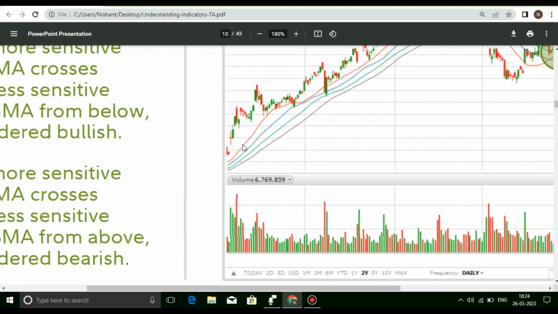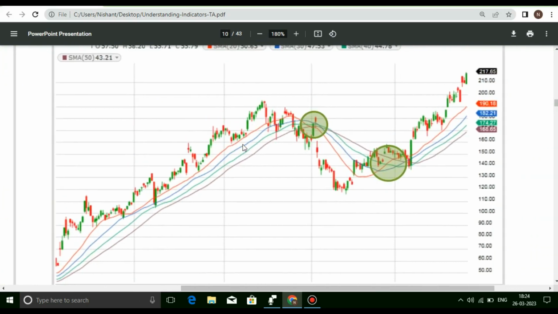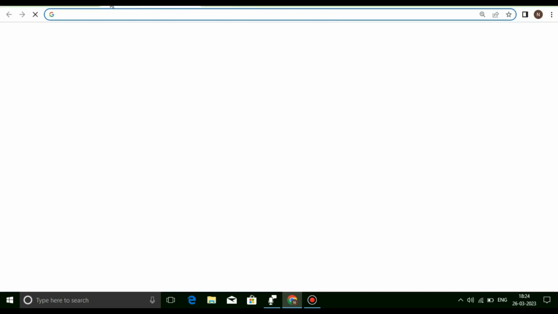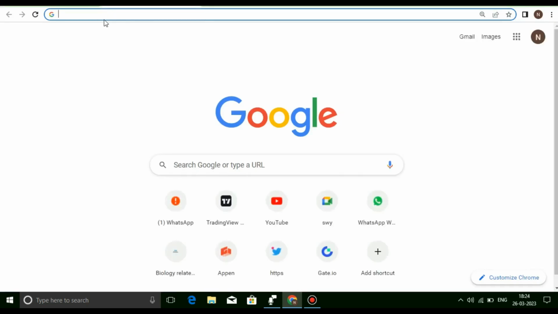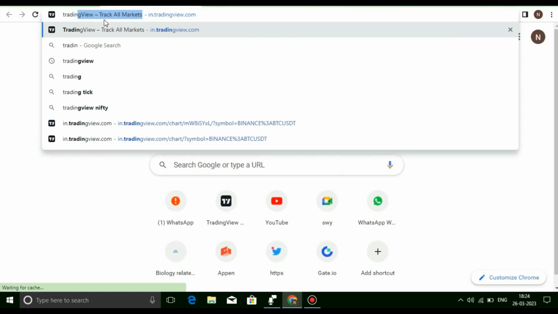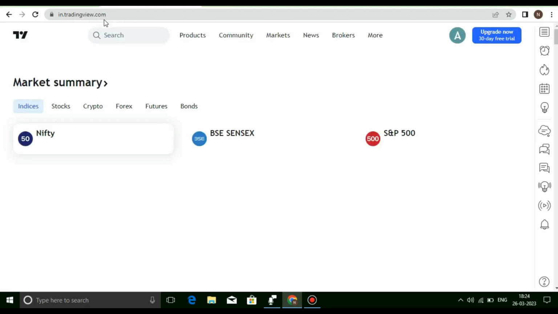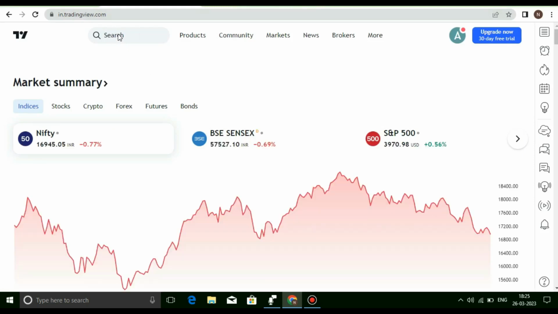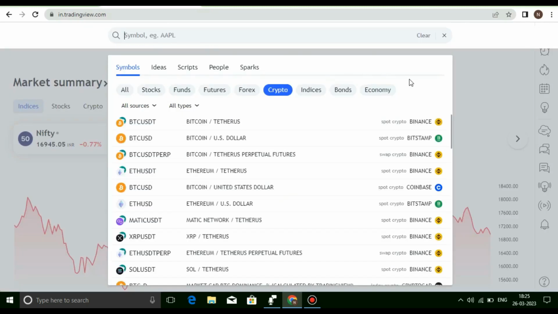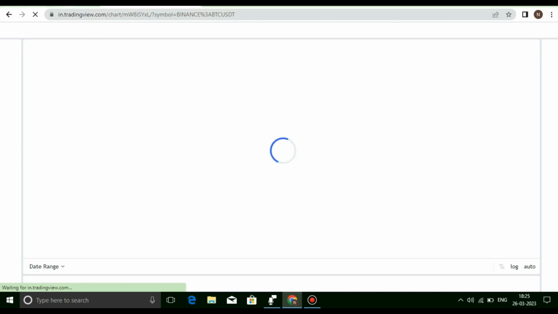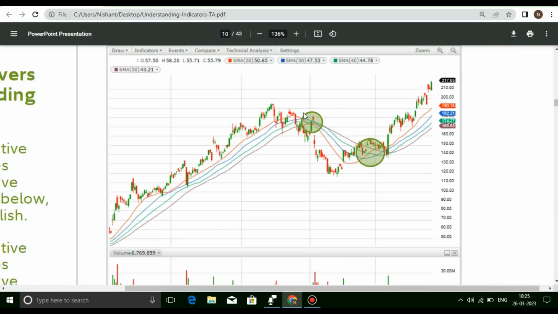So how can you apply these moving averages? I'll be explaining it to you like a kid. As I already told, open Google and just search TradingView, and press enter, and your TradingView will be loaded like this. Then when it is loaded properly, there is a search bar given here, and you have to search here. My favorite is Bitcoin. I generally trade in Bitcoin, so I'll be using Bitcoin to make you understand these indicators. So the chart of Bitcoin is being loaded, and then here we go.